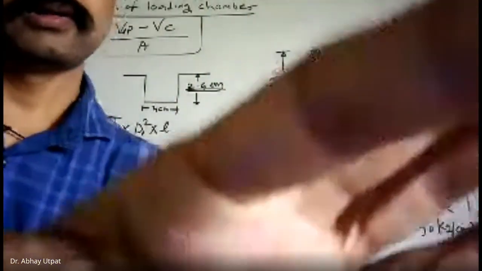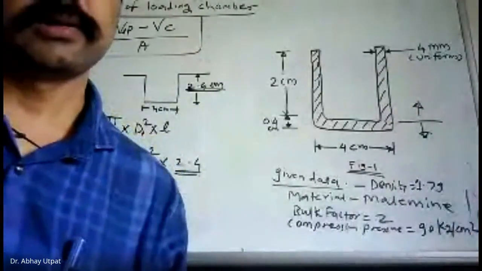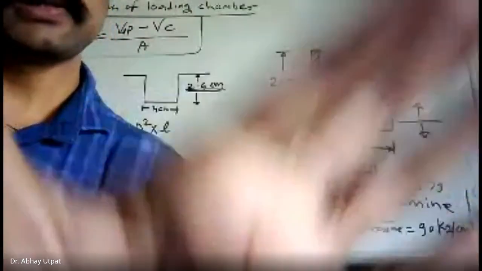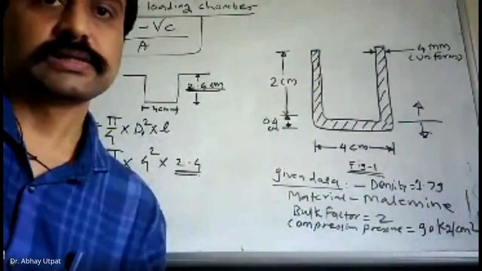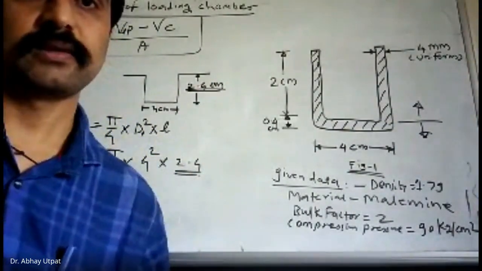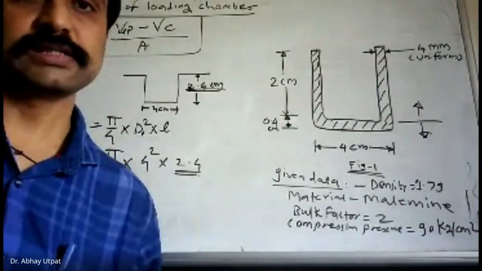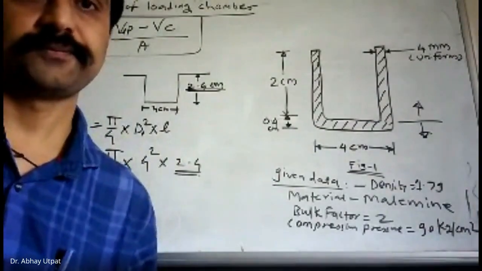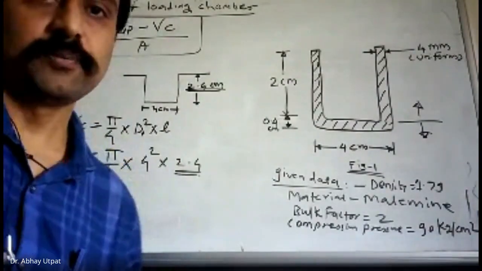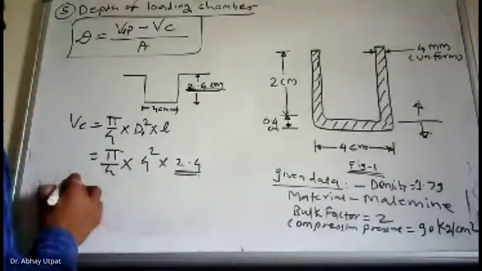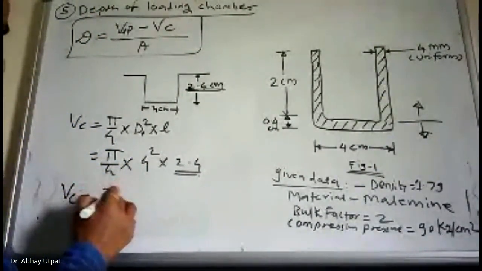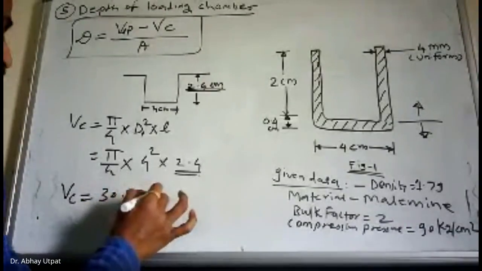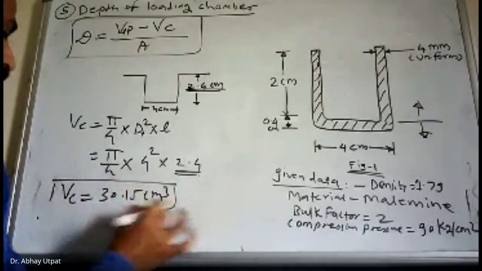Please make it fast. We have to finish this problem. Somebody put in chat box. Saurabh Bosle. Ajinkya Jadhav. 30.15. Volume of cavity is equal to 30.15 centimeter cube.